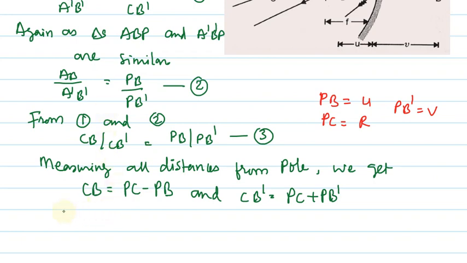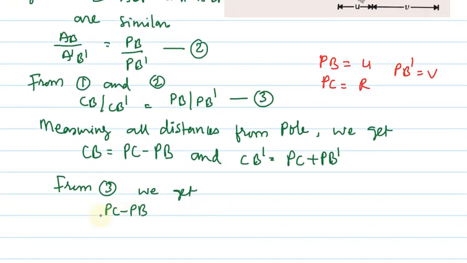So from expression 3, what do we get? CB, which is PC minus PB, upon CB prime, which can be written as PC plus PB prime, is equal to PB upon PB prime.